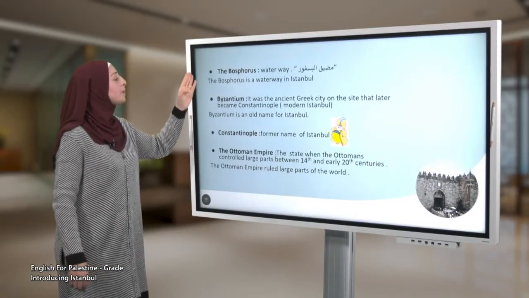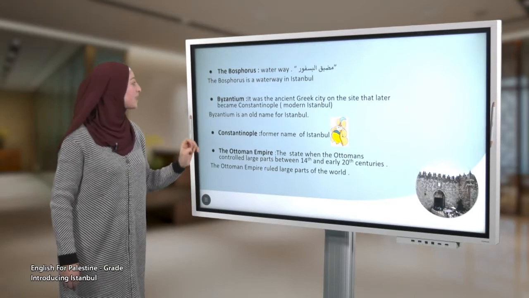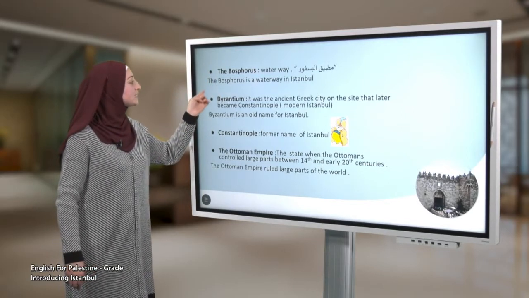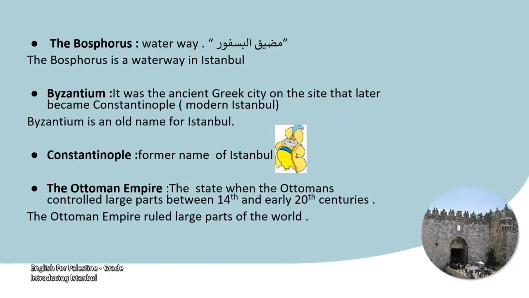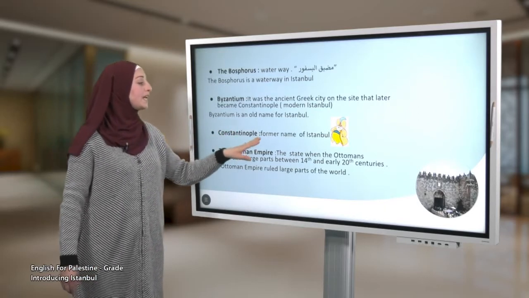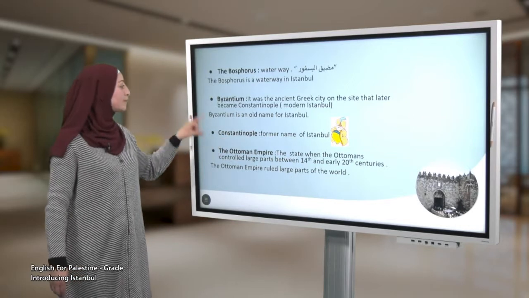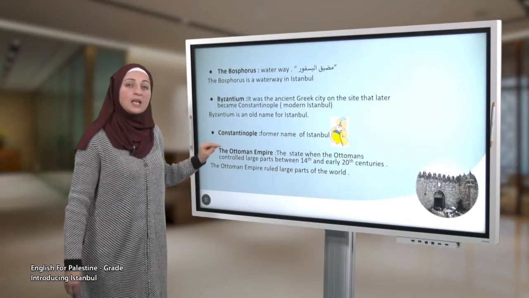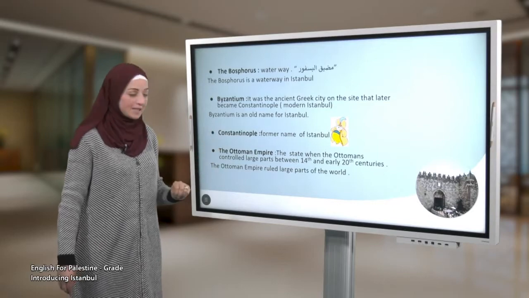Let's continue. The Bosphorus, it's a waterway. For example, I have a meaningful sentence here. The Bosphorus is a waterway in Istanbul. Byzantium, it was the ancient Greek city on the site that later became Constantinople, modern Istanbul nowadays. So, I have an example. Byzantium is an old name for Istanbul. Constantinople, it's the former name of Istanbul, also a former name. So Byzantium and Constantinople are former names of Istanbul.